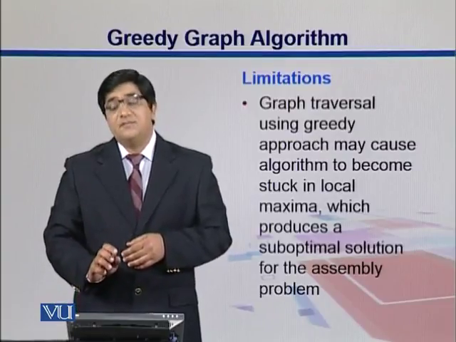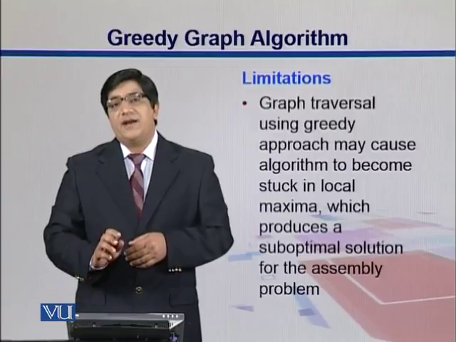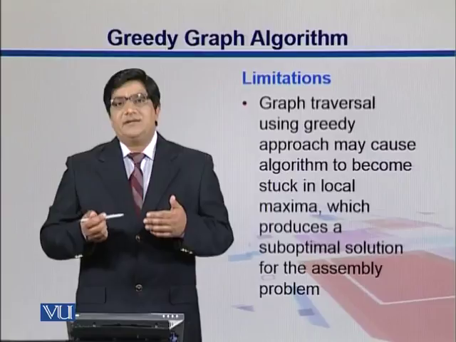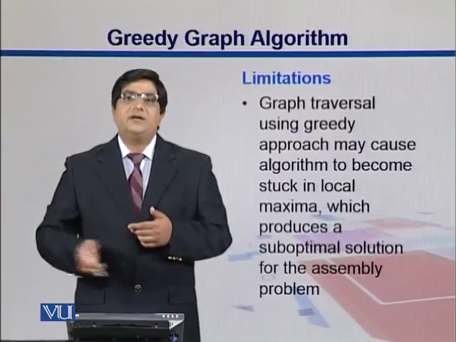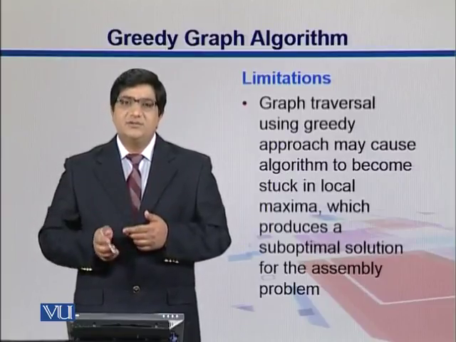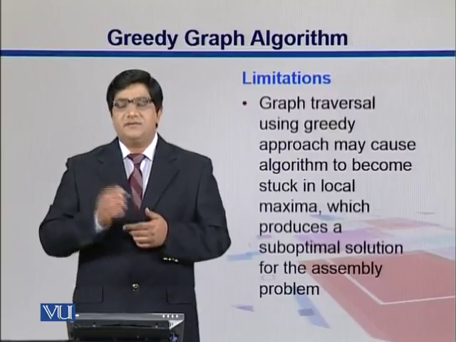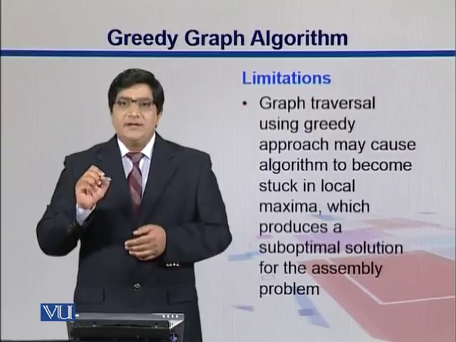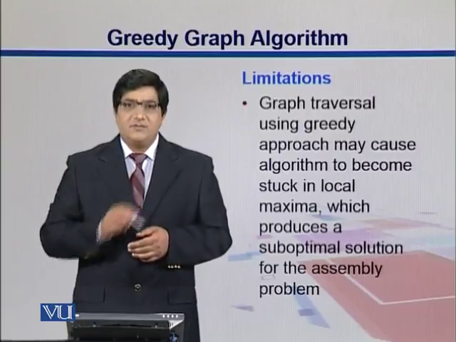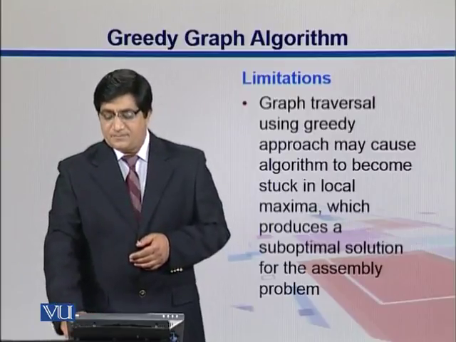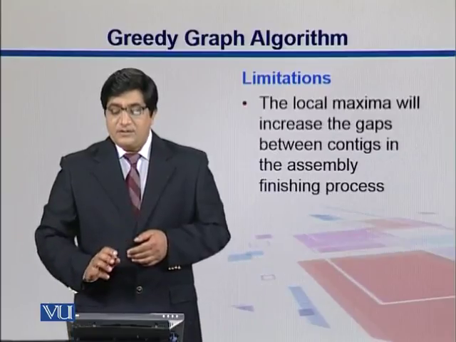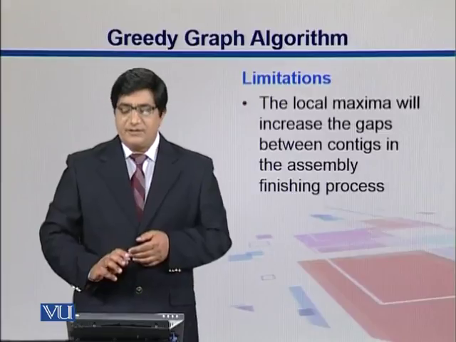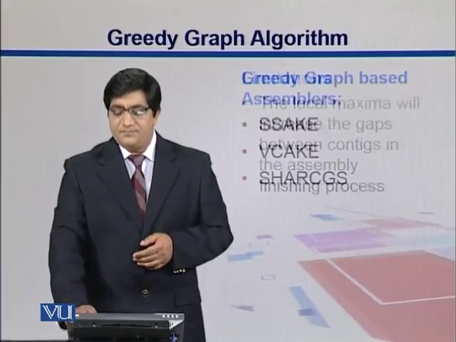So this algorithm, while using those overlaps, gives you an assembly, and it then keeps on building onto that. It thinks the solution it's giving you is the best one, the perfect one, but actually it may not be the real solution, but it gets stuck there and does not come out of it. So this local maxima will increase the gaps between the contexts in the assembly.